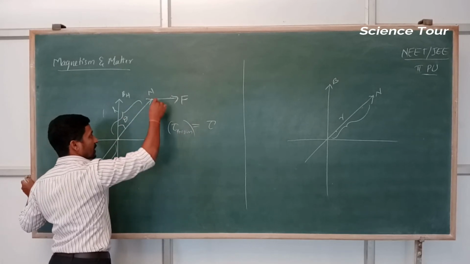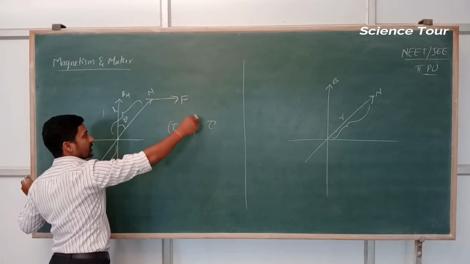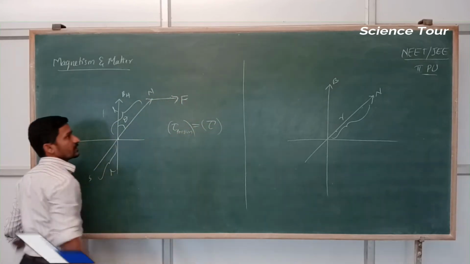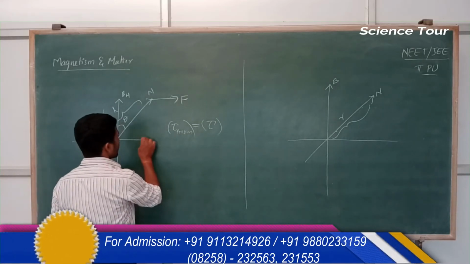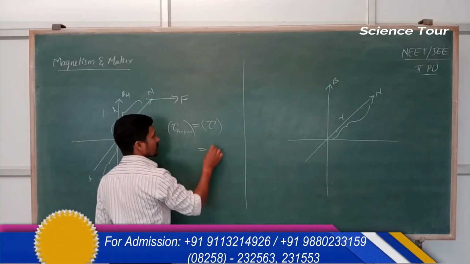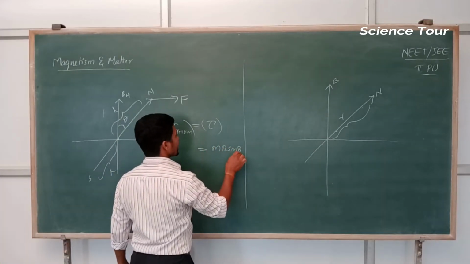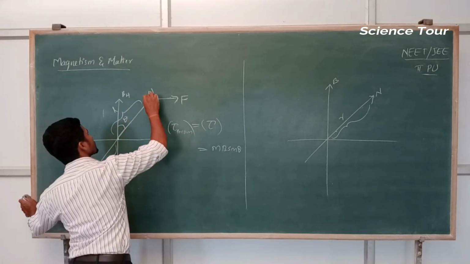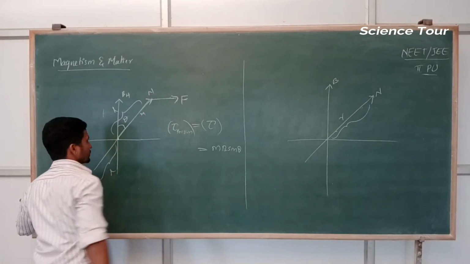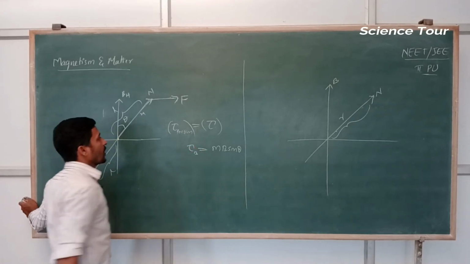The torque because of the applied pull and the torque because of the magnetic field remain the same. The magnetic field remains the same. Now I can write the torque because of the magnetic field as m b sin theta. Here theta is the angle between the magnetic field and the magnetic moment. That is the torque because of the magnetic field.